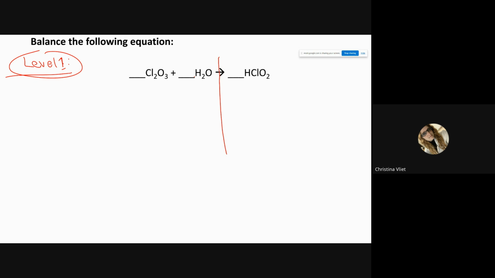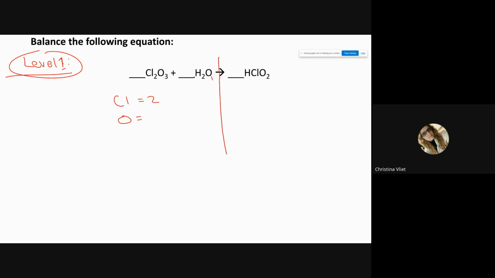So first thing, count how many of each element you have. How many chlorine? And yes, that is chlorine, not carbon iodine. Whenever you see C with what looks like a lowercase L, it is a lowercase L, not an uppercase L. So this is 2 chlorine. How many oxygens? 3, 1, 4. There's 3 plus 1.